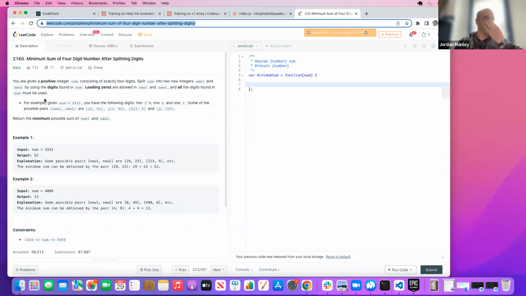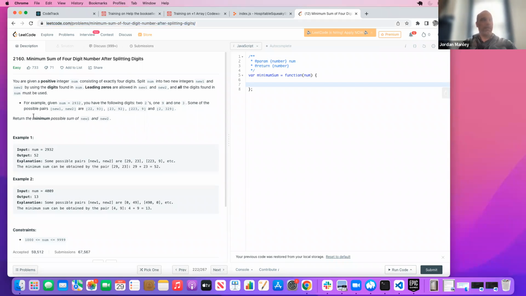For example, given the number 2932, you have the following digits: 2 2s, 1 9, and 1 3. Some of the possible pairs are 22 and 93, 23 and 92, 223 and 9, 2 and 329. Return the minimum possible sum of new 1 and new 2. Minimum possible sum. So the lowest possible number of two numbers made of the first number.